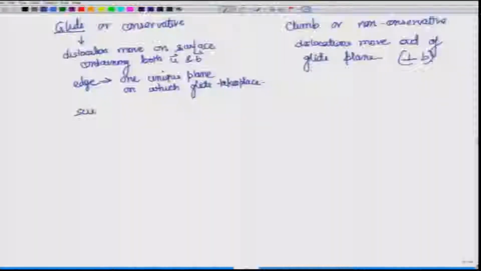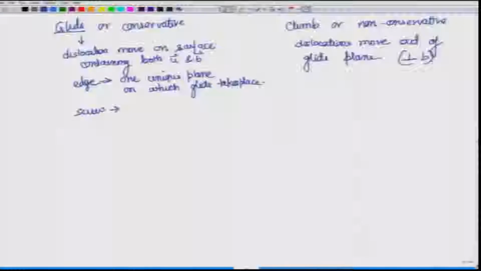For screw, at a particular time it will be moving on one particular plane, but it can also change to other. Why? Because here u and b are in the same direction. Therefore, there is no unique plane which contains u and b. So, there are several possible planes onto which screw dislocation can move. Only that it has to satisfy certain criteria which we will see later on.